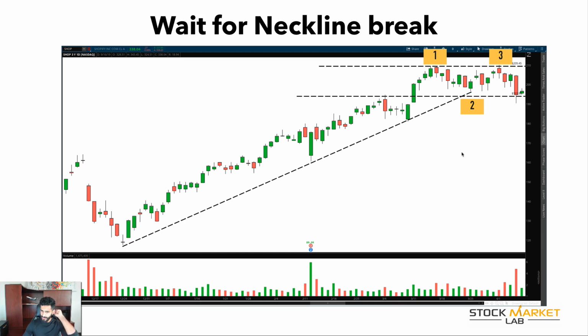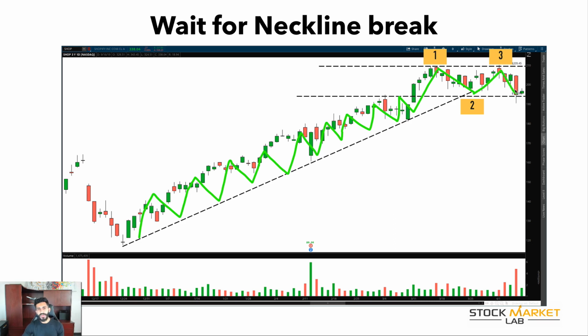Now let's go over some examples. Now in here, if you guys look at this example, we're looking at Shopify. You see stock shop is on a healthy uptrend. Very strong, healthy uptrend. As it's on a strong, healthy uptrend, you can see first top, neckline. Second top, coming to the neckline.